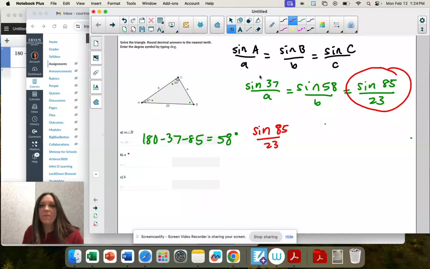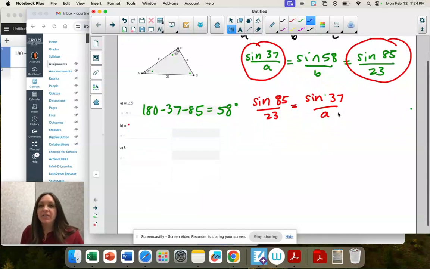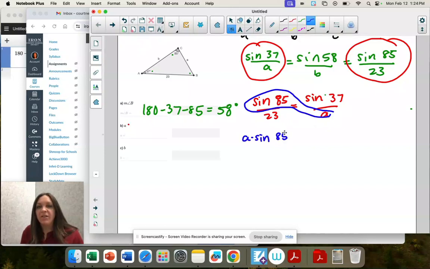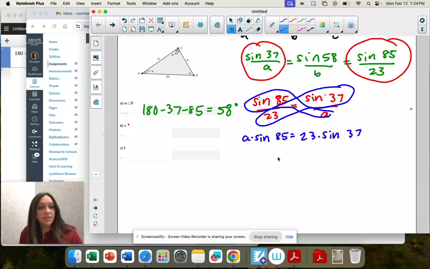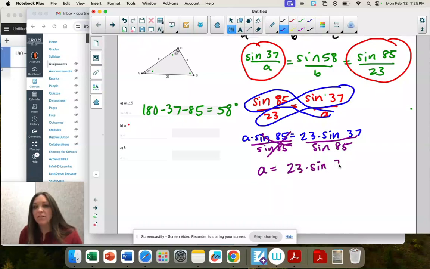So let's start with A, and we're going to set those two equal to each other and solve. First, I'm going to cross multiply. So A times sine of 85 equals 23 times sine of 37. Now I'm going to get A by itself, and I'm solving for a side, so there's not going to be an inverse. You only use the inverse when there's an angle that you're solving for. So A equals 23 times sine of 37 divided by sine of 85.